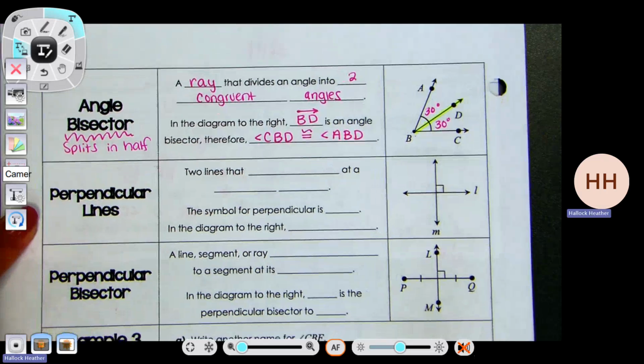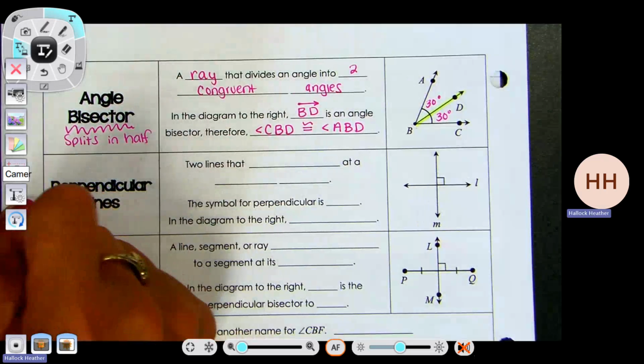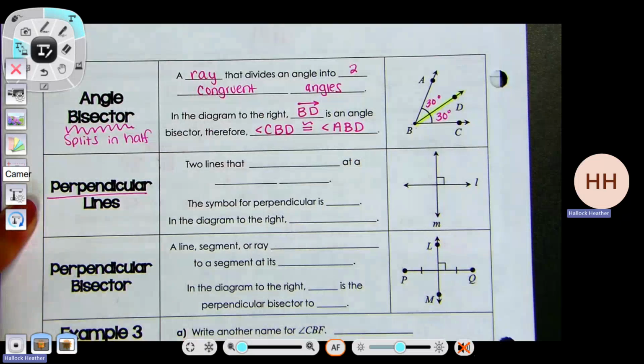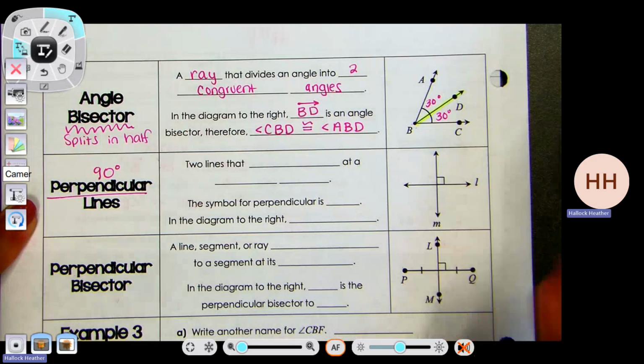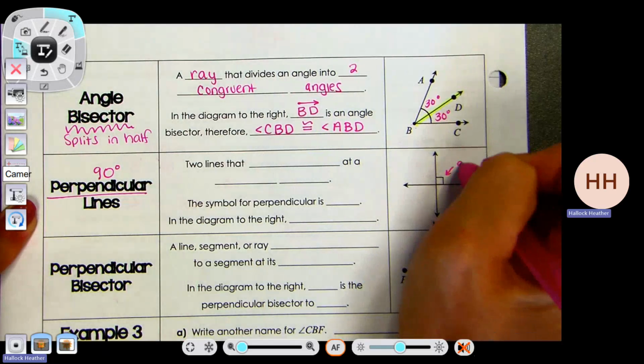Okay, perpendicular lines. We talked about this a little bit. What does perpendicular mean? Not the same. What kind of angle does it make? Somebody said it, I think. A right angle, which is technically 90 degrees. So perpendicular lines make a right angle. So remember this square is 90 degrees.